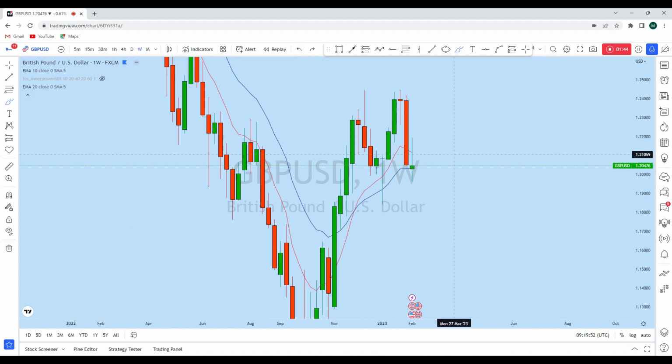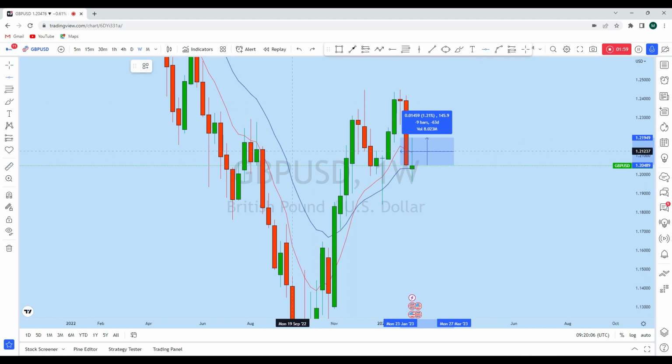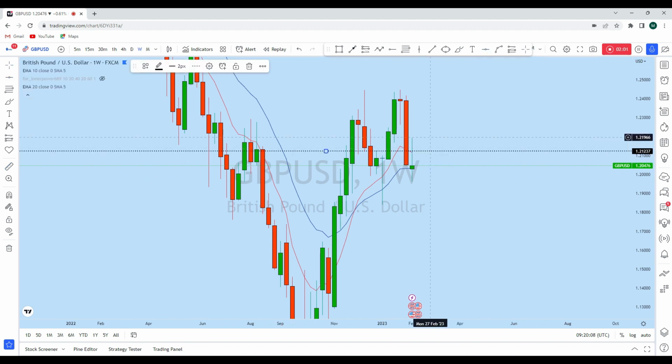So initially we might see GBPUSD push up for a retracement of this candle on the weekly and then drop. From the weekly perspective, if we consider around half of this long wick, we can expect GBPUSD to go up to this level or even break this high and then have a rejection.